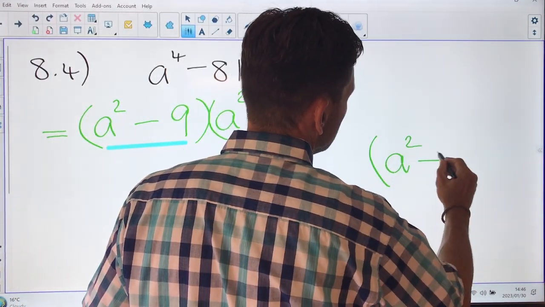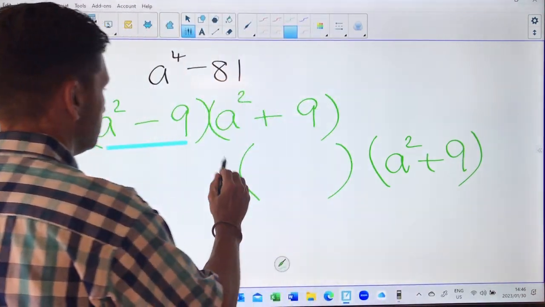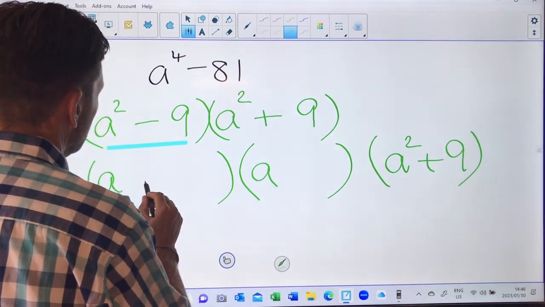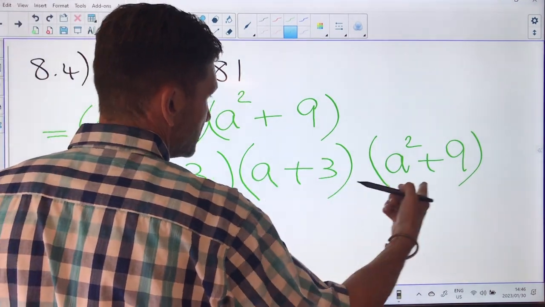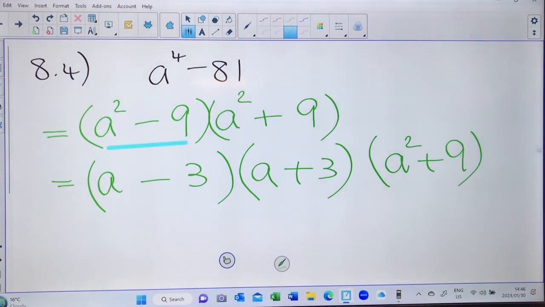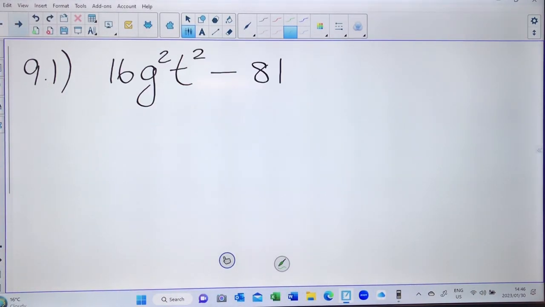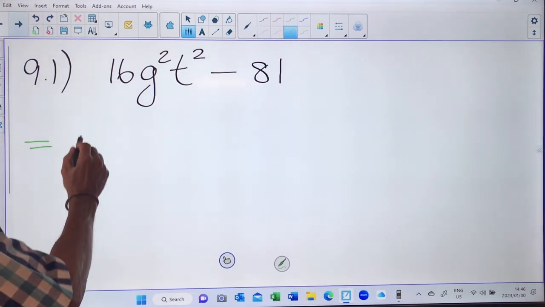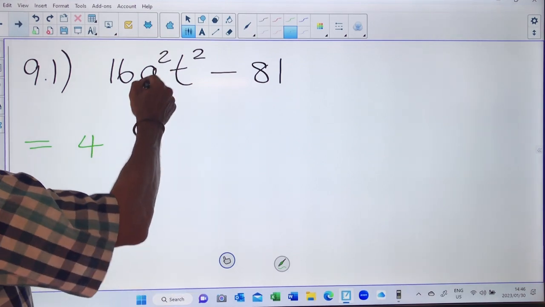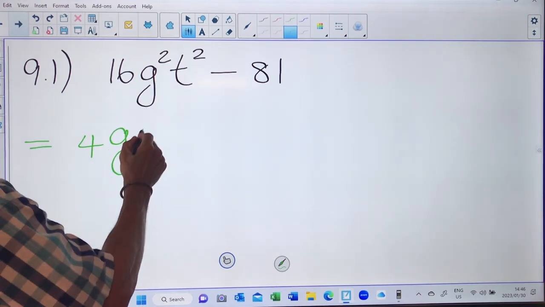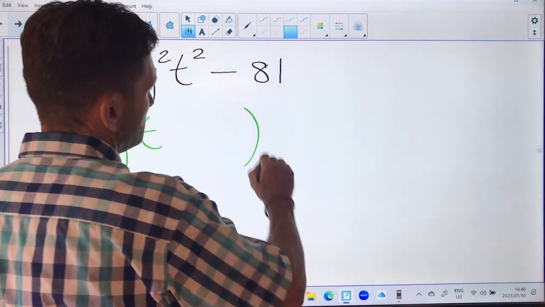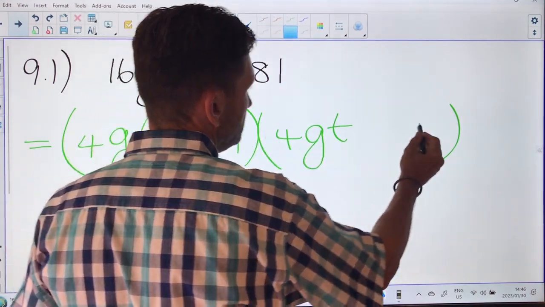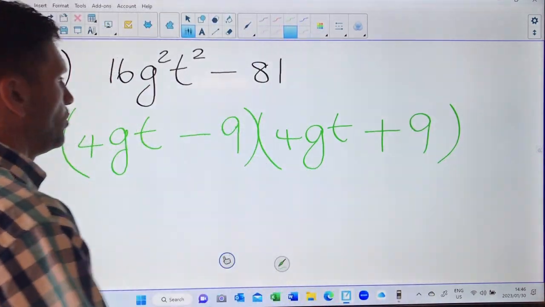So there's the a squared plus 9. Square root of a squared is a, square root of a squared is a, minus 3 plus 3. That remains the same. Square root of 16 is 4. Square root of g squared is g. Square root of t squared is t. Square root of 81 is 9. One bracket positive, one bracket negative.